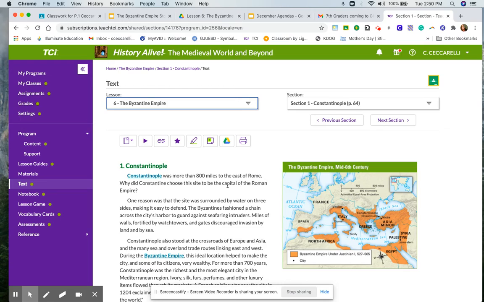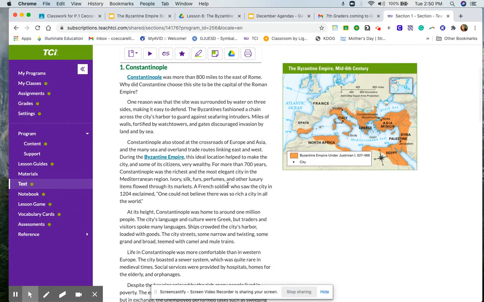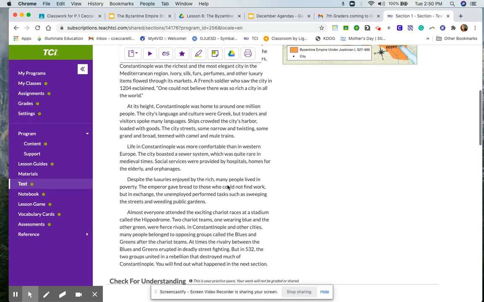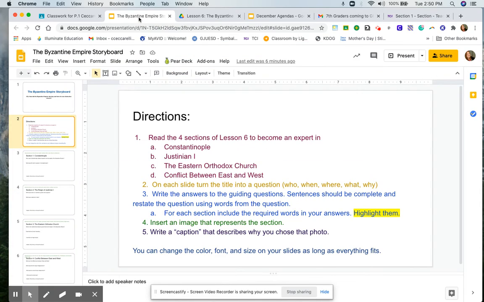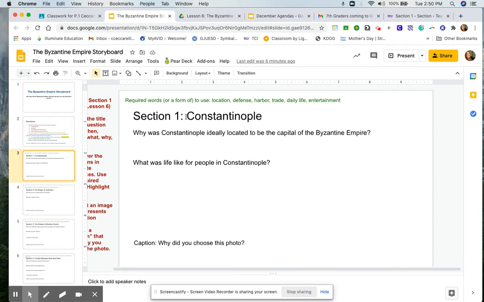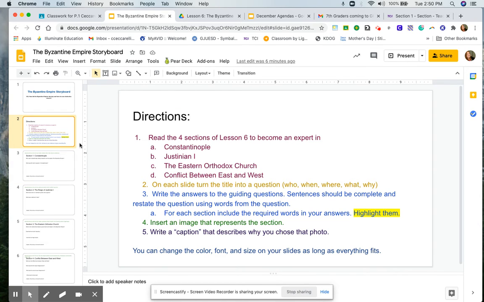Much of this information should sound familiar since it is the basis of where we got the information for our Pear Deck today. So you're going to read this page, go back to your slideshow, and on each slide, you're going to turn the title into a question. Remember, questions start with words like who, when, where, what, why, or how. So on slide 3, where it's called Constantinople, you need to turn this into a question, like perhaps, why was Constantinople the ideal location for a capital city? You get to be creative and create any title you want as long as it has the word Constantinople in it. Back to our directions.